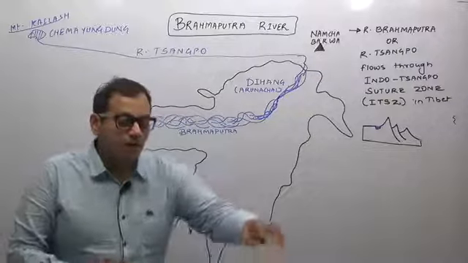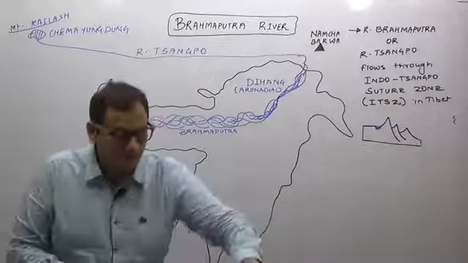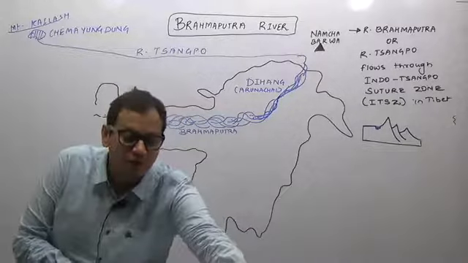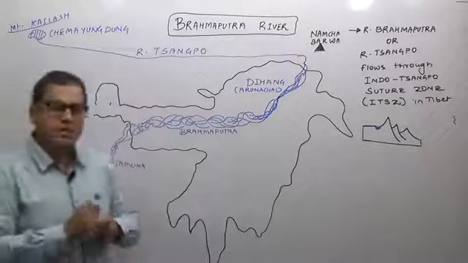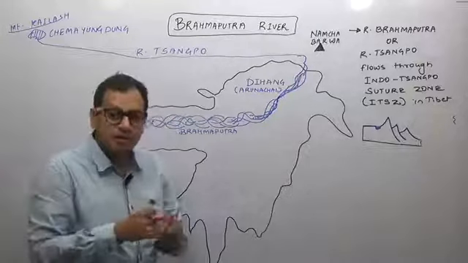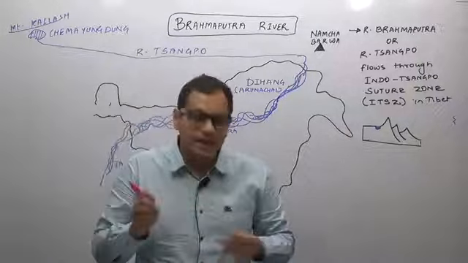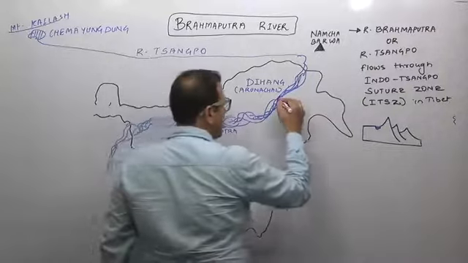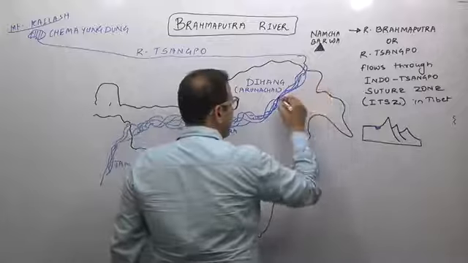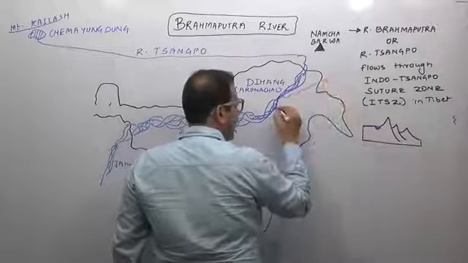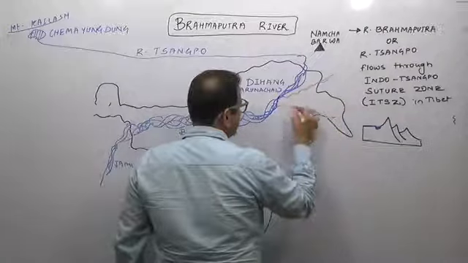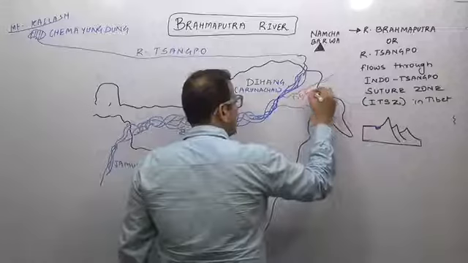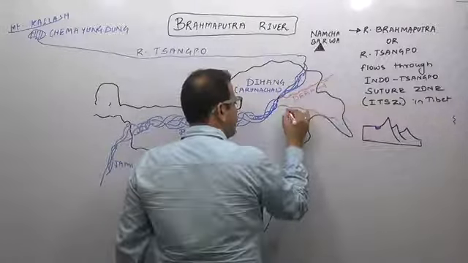Now some of the important tributaries of the river Brahmaputra are, see, there are numerous tributaries of the river Brahmaputra, but I will do only some of the very important tributaries. The important tributaries of the river Brahmaputra, in the state of Assam, are the river Dibang and the river Lohit. So it is the Dibang river and the river Lohit.